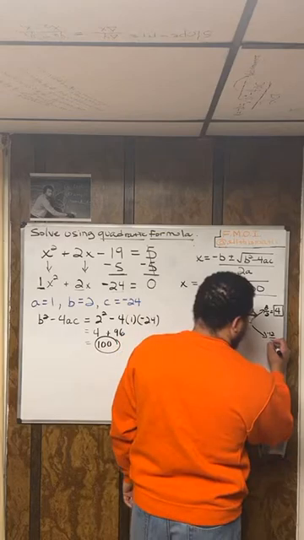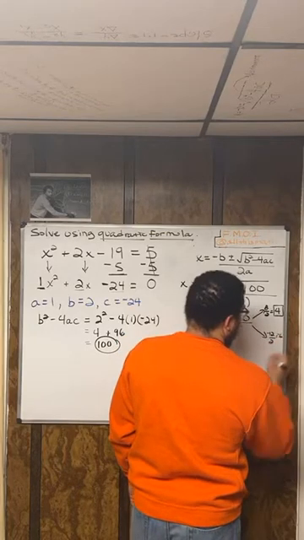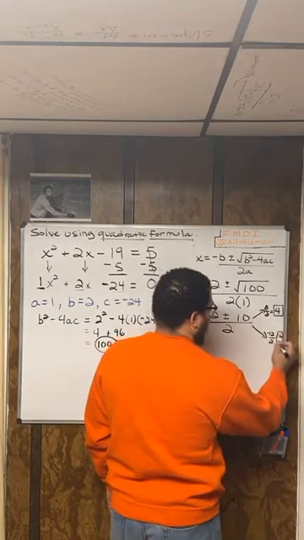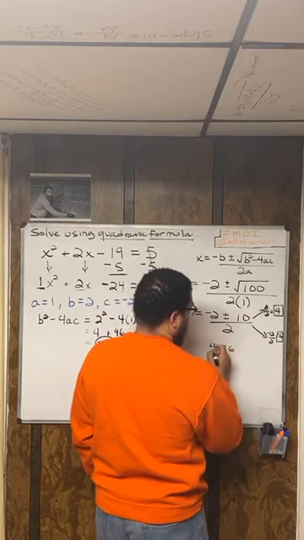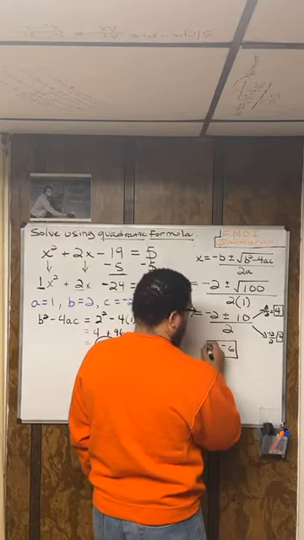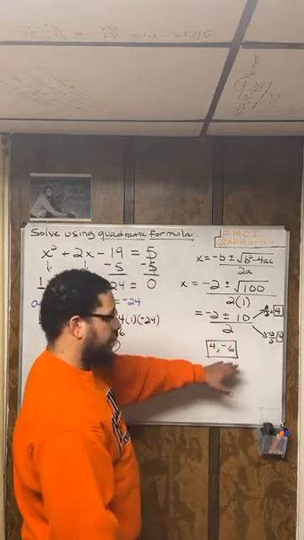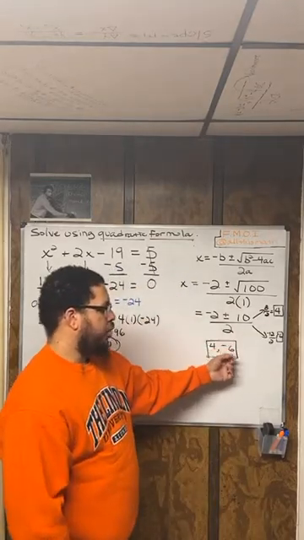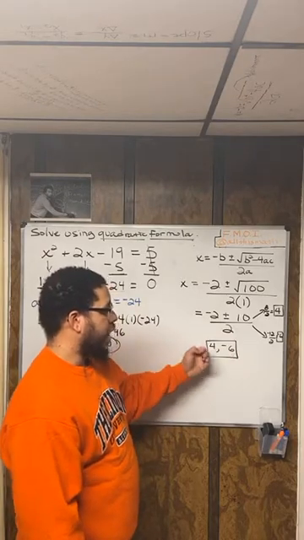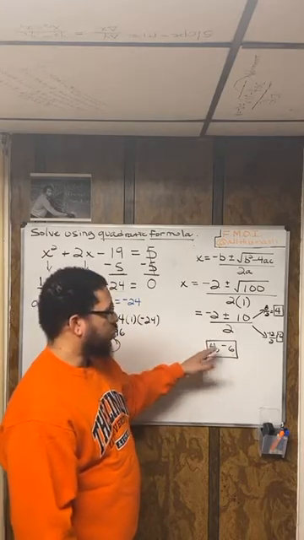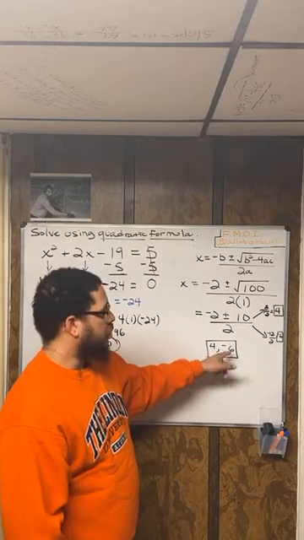Negative 12 divided by 2 equals negative 6. So this should be my solution set: 4 and negative 6. Now this is not a point, right? This is not a point to be graphed on a coordinate plane. This does not mean x is 4 and y is negative 6. That means I have two solutions. One of my values of x is positive 4, and the other solution is negative 6.